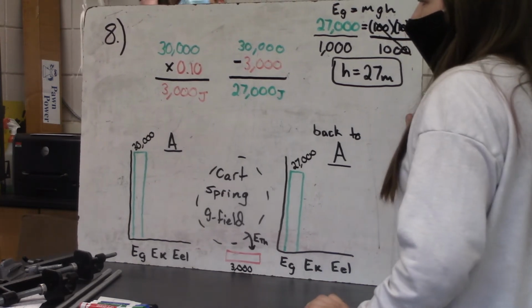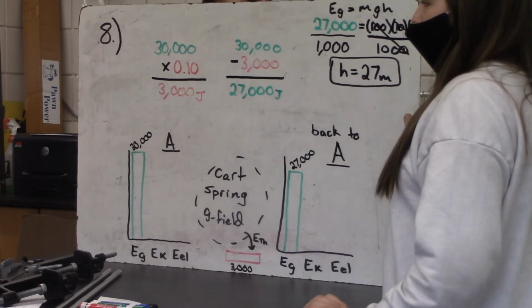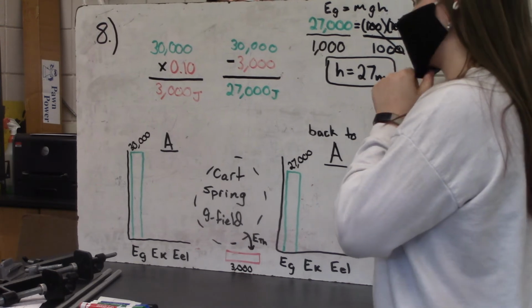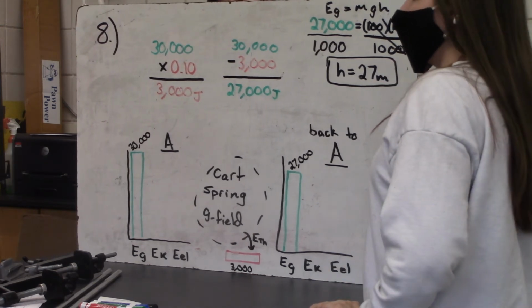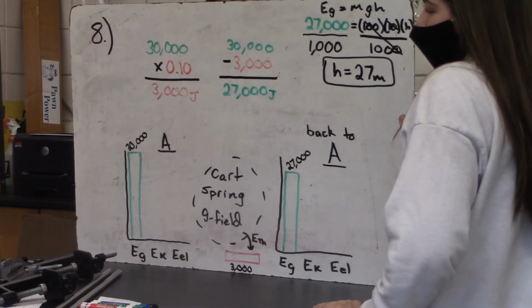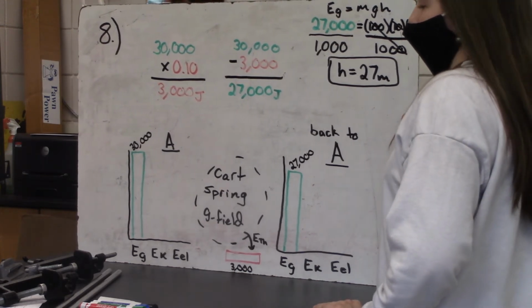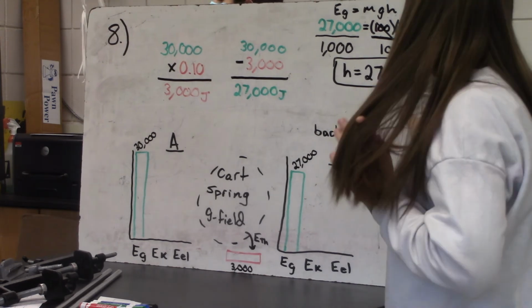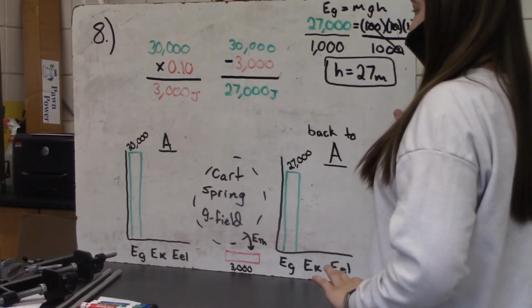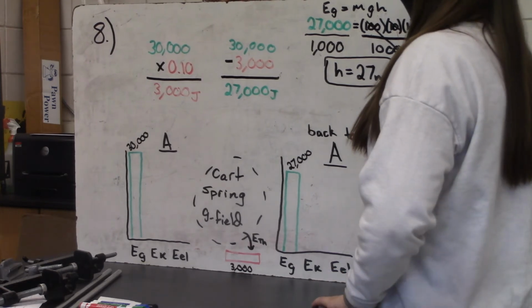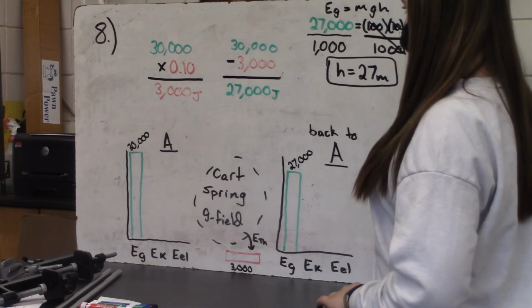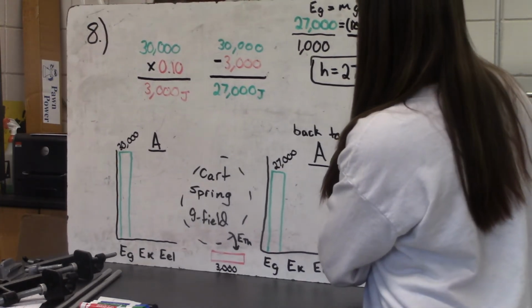And then we know that it's losing 10% of its energy, so you would take your total energy in the beginning of the system, so that would be 30,000, and you multiply it by 0.1, giving you 3,000 joules, so you know that's what you're losing to thermal energy. So then you would subtract that from your total amount, giving you 27,000 joules. So then you'd have to plug that back into your gravitational field equation.